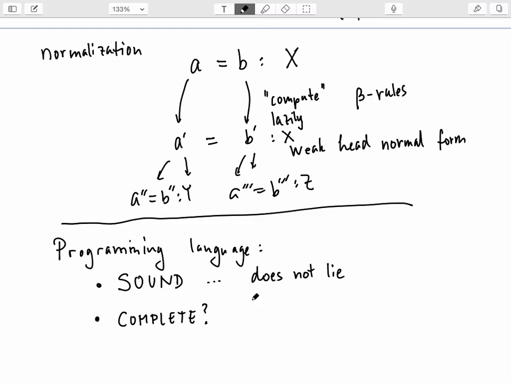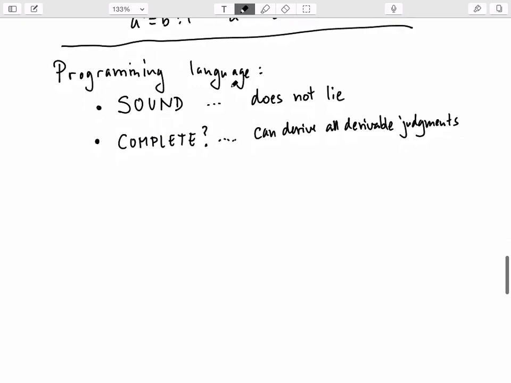Completeness would mean anything that is derivable, I can actually write a program that derives it. Okay. Soundness is an absolute requirement. Without soundness, I don't think we're doing anything useful. Completeness is desirable, but I don't want to worry about it right now.